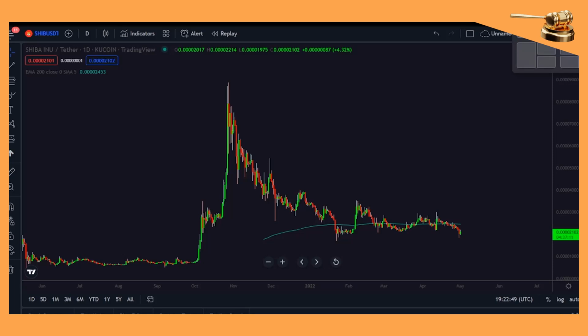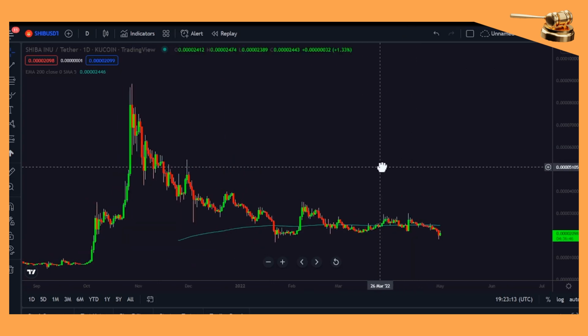Today we are going to be diving down into Shiba Inu. You heard that correct. We're going to be talking about the overall price action and when we're potentially looking for a move back up to the upside. So the big question is, are you bullish or are you bearish whenever it comes to Shiba Inu?